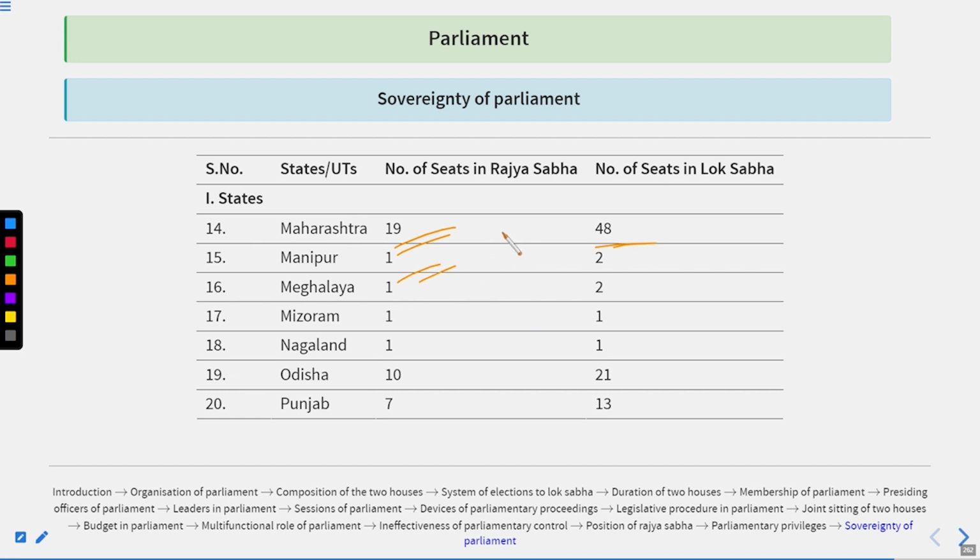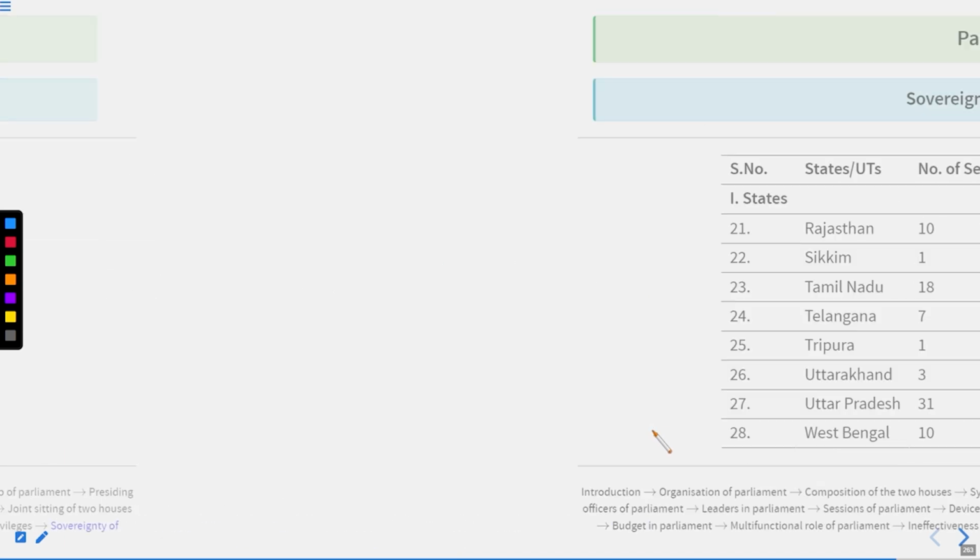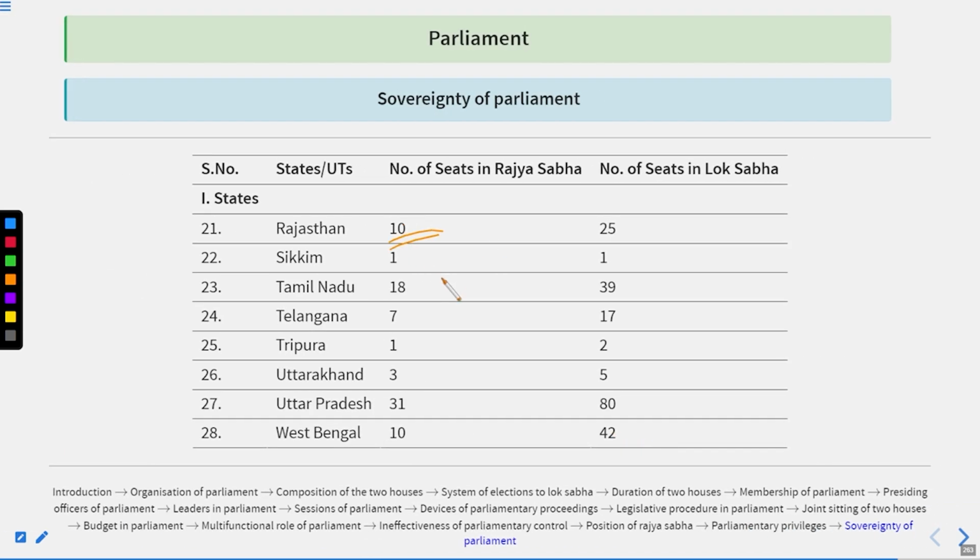Manipur 1 in Rajya Sabha, 2 in Lok Sabha. Meghalaya 1 in Rajya Sabha, 2 in Lok Sabha. Mizoram 1 in Rajya Sabha, 1 in Lok Sabha. Nagaland 1 in Rajya Sabha, 1 in Lok Sabha. Odisha 10 in Rajya Sabha and 21 in Lok Sabha. Punjab 7 in Rajya Sabha, 13 in Lok Sabha. Rajasthan 10 in Rajya Sabha, 25 in Lok Sabha.